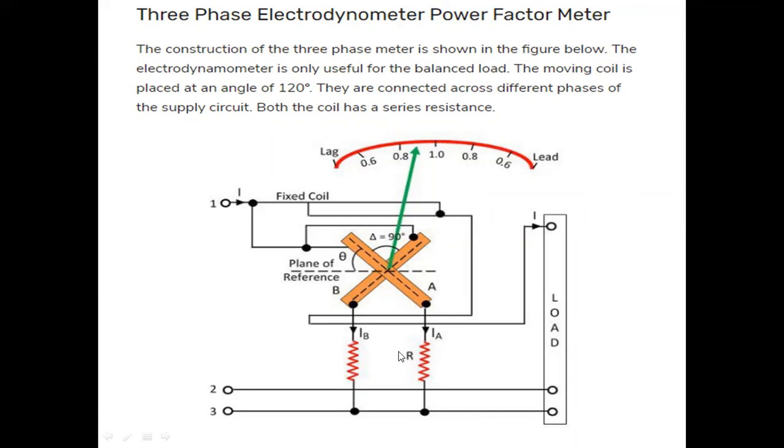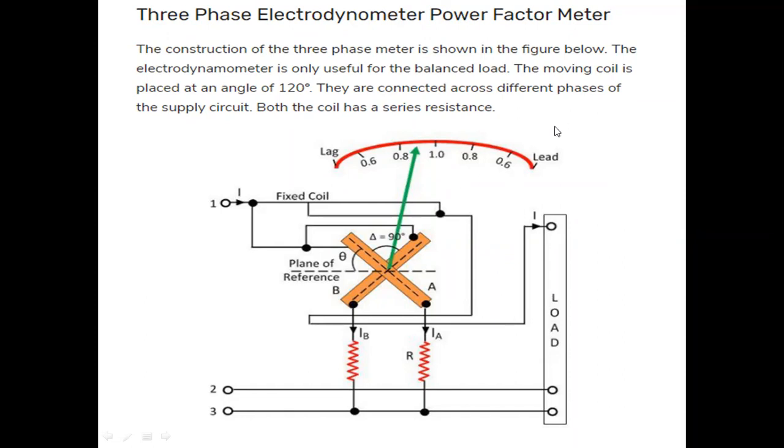whether it is the 1 watt meter method, the 2 watt meter method, or the 3 watt meter method, the theoretical discussion is always limited to the balanced load scenario. Here also we are discussing the three phase power factor meter for balanced load. In a balanced load, the phase angle distribution between the three phases is always 120 degrees. So the three phase power factor meter should show accurate readings when the load is in a balanced condition.